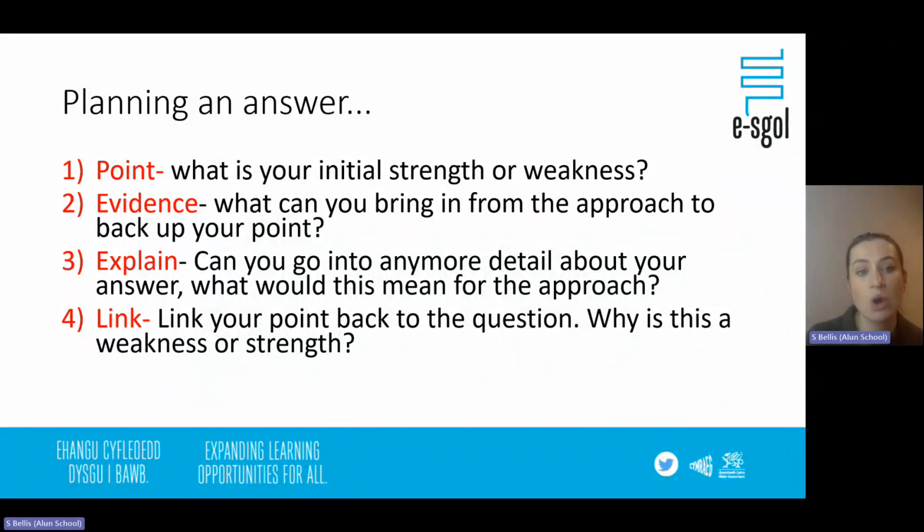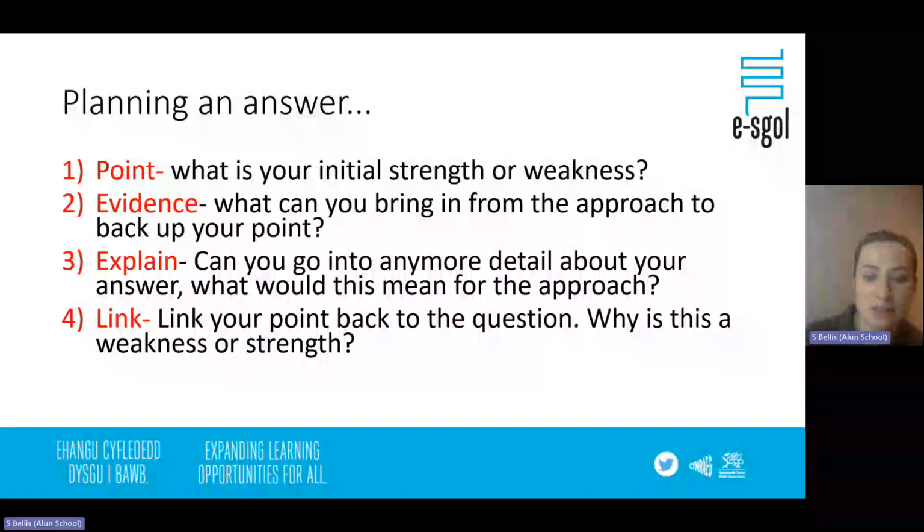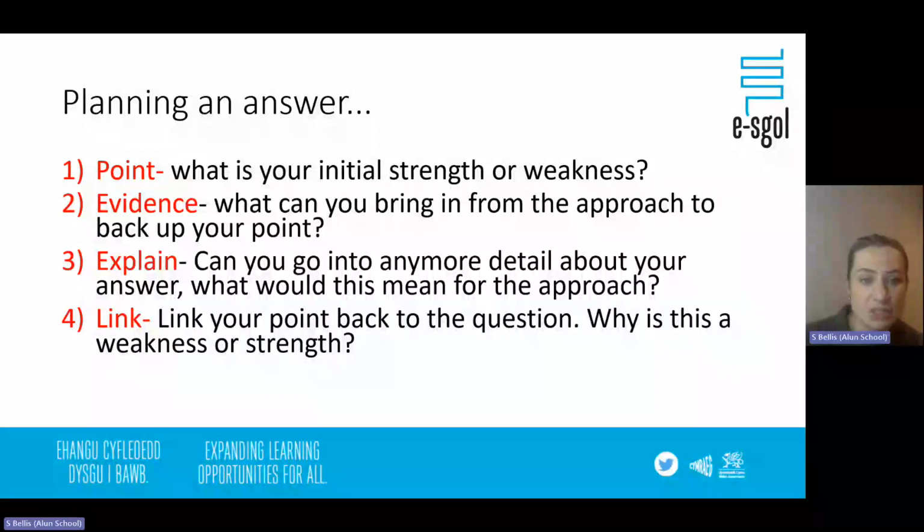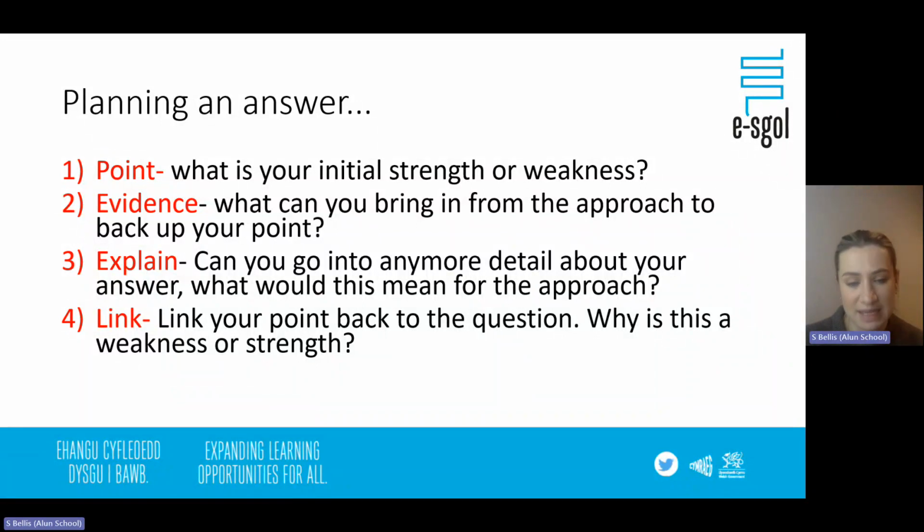Second thing then is evidence. So what can you bring in from the approach to back up your point? If you're going to say the biological approach is scientific, why? Tell me why. What does it use that's scientific? Okay. That kind of leads us on to the explain part as well. So can you go into any more detail about your answer? What would this mean for the approach? So it's really scientific because it uses PET scans and it uses injections of fluorodeoxyglucose. Okay, why is that good? Give me more. Why? Because it cannot be manipulated and it cannot be changed. It's a really accurate measure of the brain, things like that.